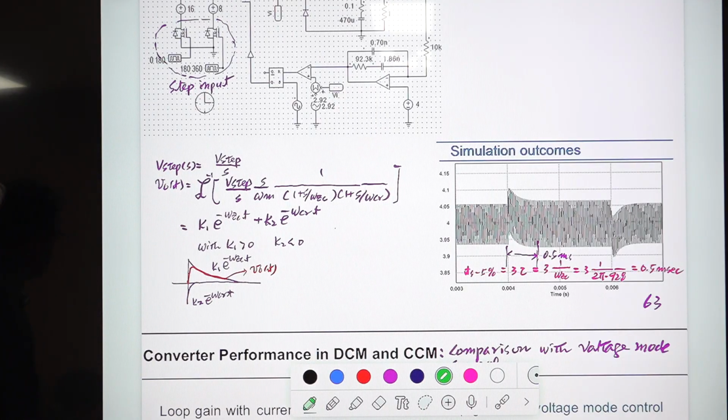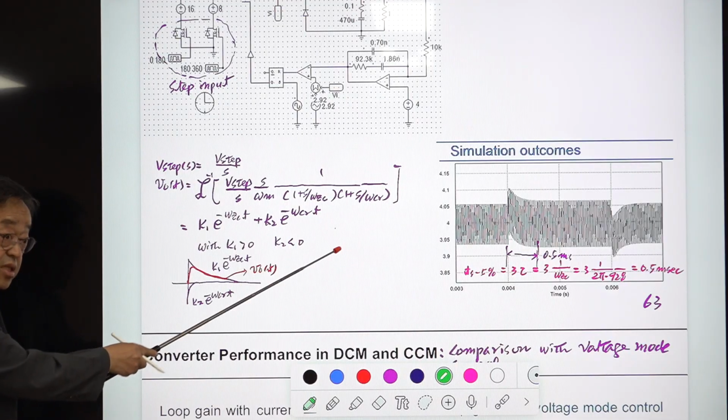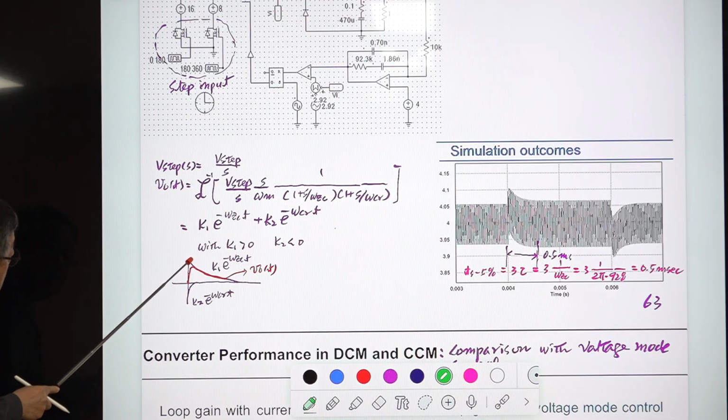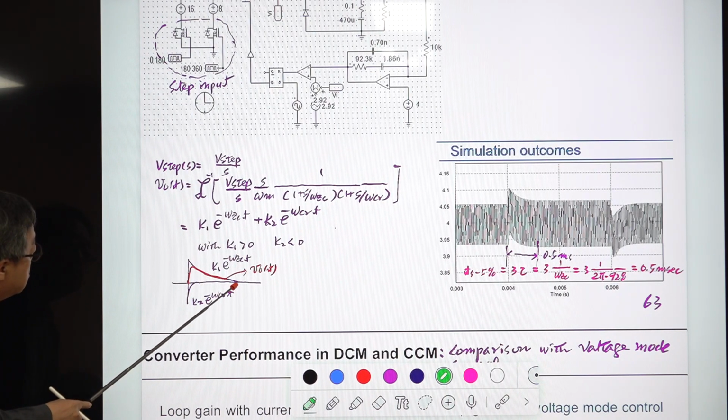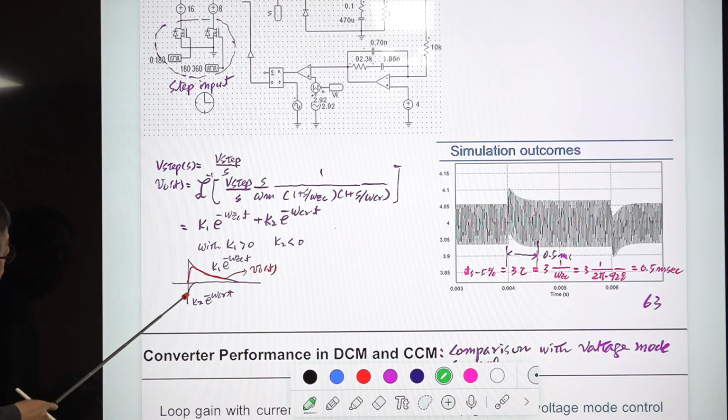So the time constant is different. This one is very slow, and this one is very fast. The slow term is here. This is a slowly decaying first-order term, and this is the fast-decaying exponential term with a negative sign. Then, you can prove this.